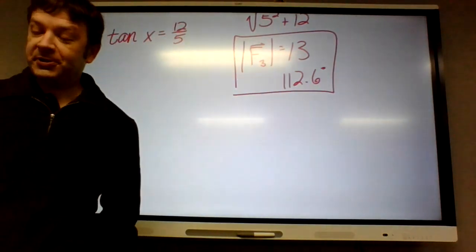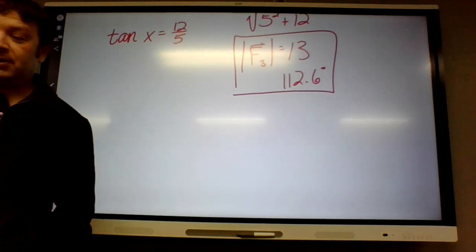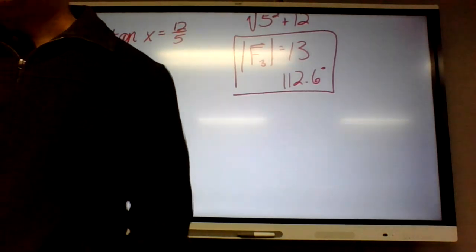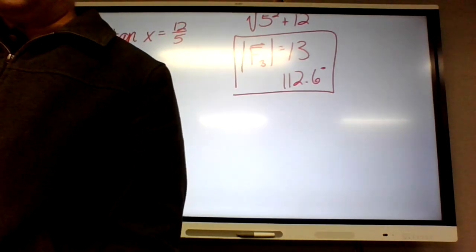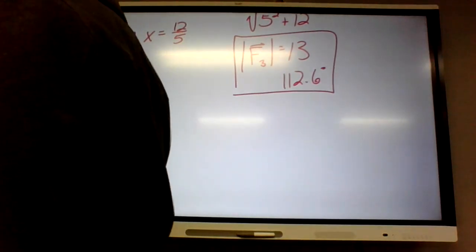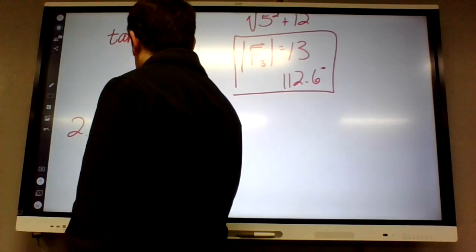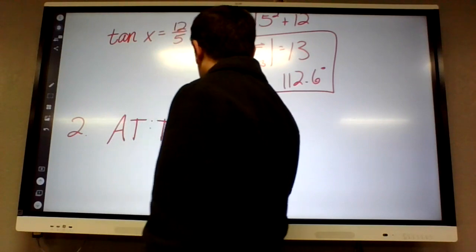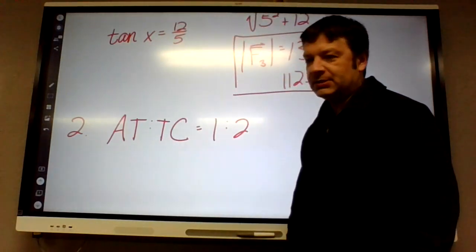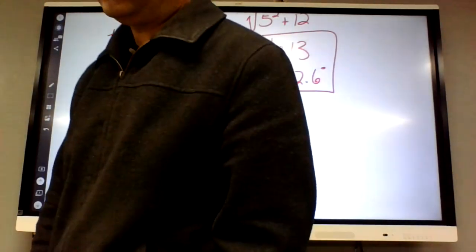Remember too from years past that this always gives us trouble, but it's okay. In the diagram, AT to TC equals 1 to 2. What does that mean? It's twice as big. Basically TC is twice as long as AT. So do you guys see TC and AT in the picture?